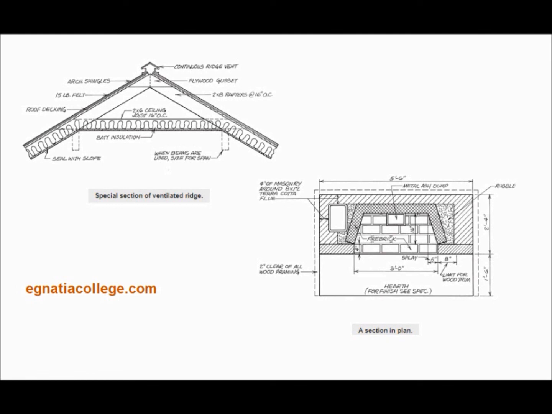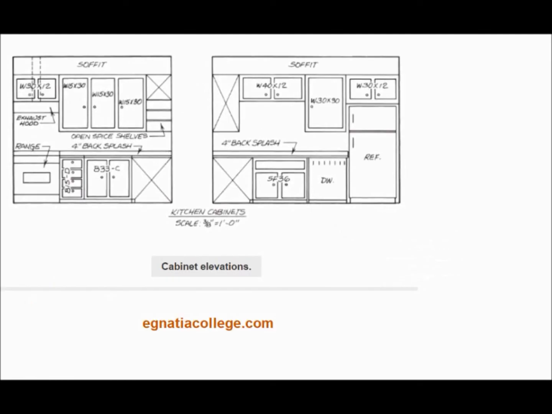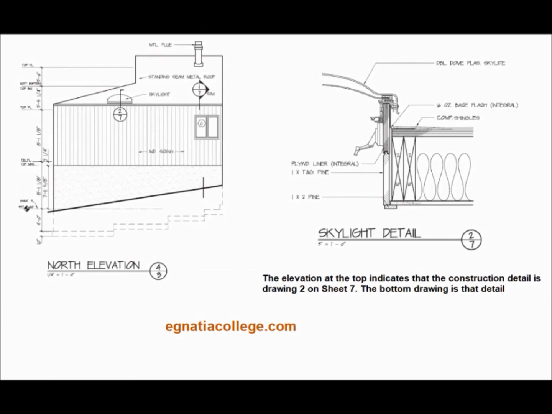Other large-scale details. A large scale may be all that is needed to show the necessary details. The most common examples of this are on cabinet installation drawings. Cabinet elevations show how the cabinets are located, without showing the interior construction. Orienting sections and details.